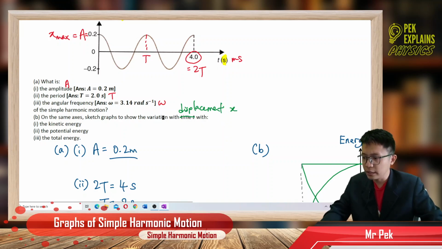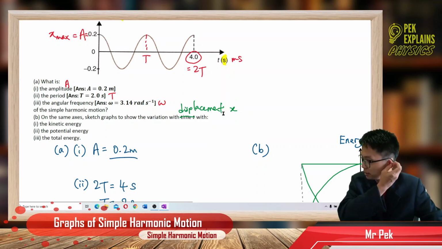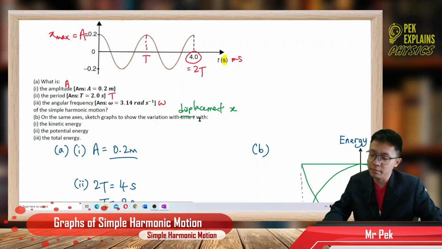What we should learn is to sketch graphs to show variation with displacement of the following energies: kinetic energy, potential energy, and total energy. So we need to show the graph of energy against displacement. Our syllabus is using displacement. I'm sure there is a graph with time, but that's not in our syllabus.